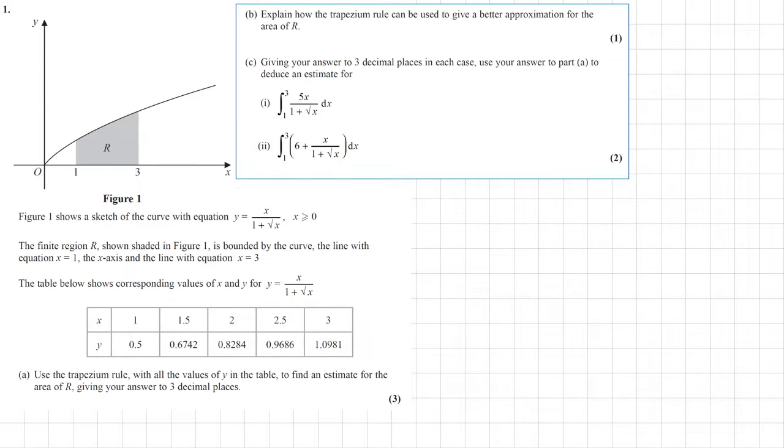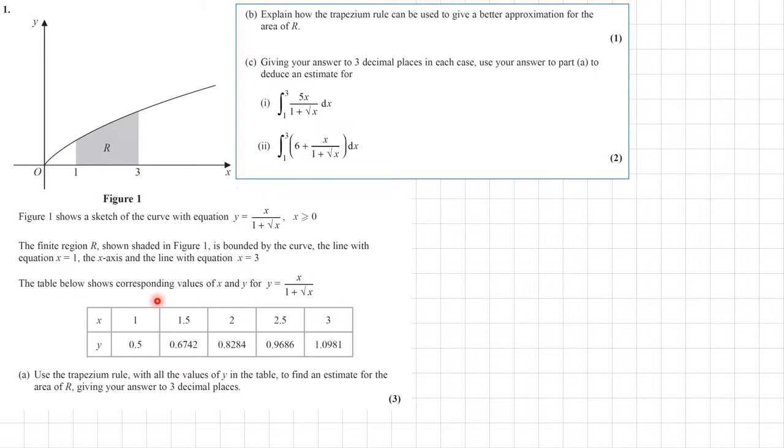Question number 1. Figure 1 shows a sketch of the curve with this equation: y is equal to x over 1 plus root x. The finite region R is shown shaded in figure 1 and is bounded by the curve at the top, the line x equals 1 on the left, the x-axis at the bottom, and the line with equation x equals 3 on the right hand side.